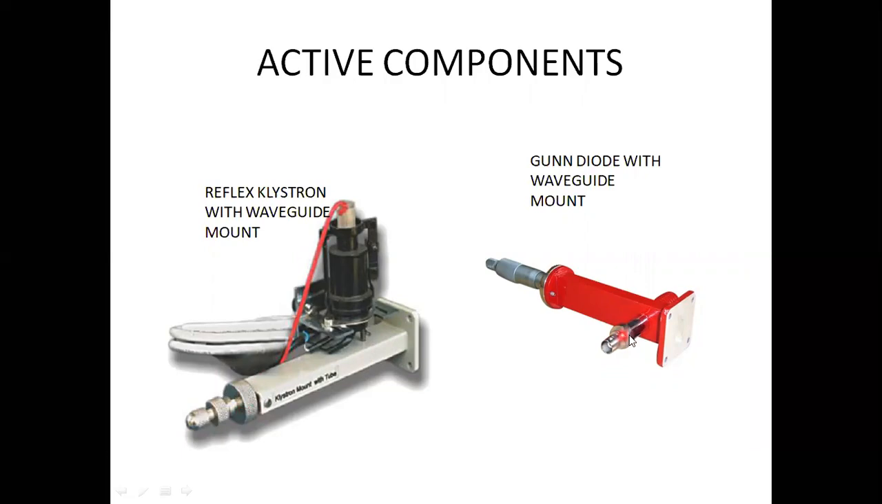Likewise, this one is a Gunn diode mount. Here the backside is a Gunn diode with the heat sink, and this is a waveguide mount. Here also the power reflection will be controlled by using this tuner. The power will flow only in the forward direction, not in the reverse direction. These two are normally used as microwave sources in lab classes, because these are low power sources. Approximately 1 watt of microwave power will be generated by the Gunn diode and reflex Klystron oscillator.